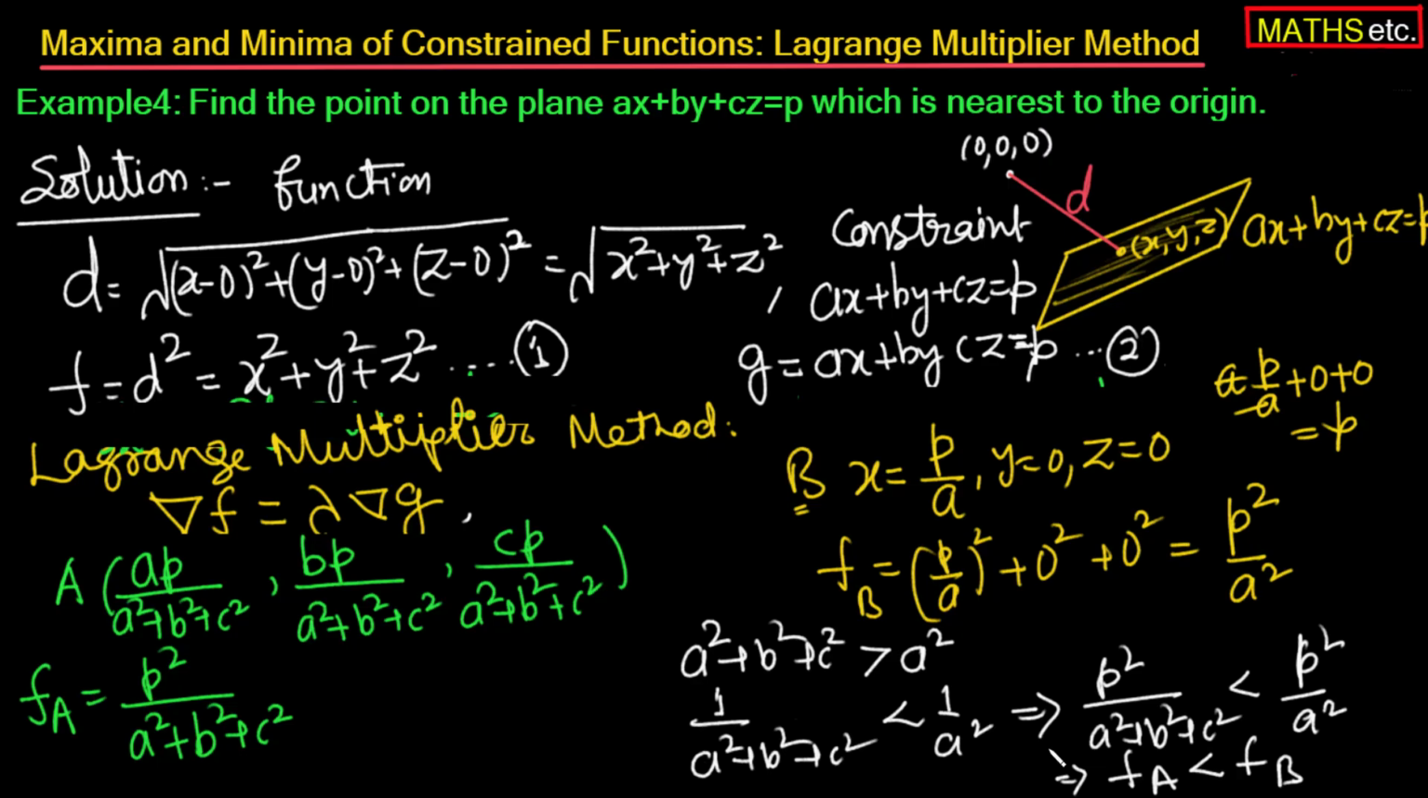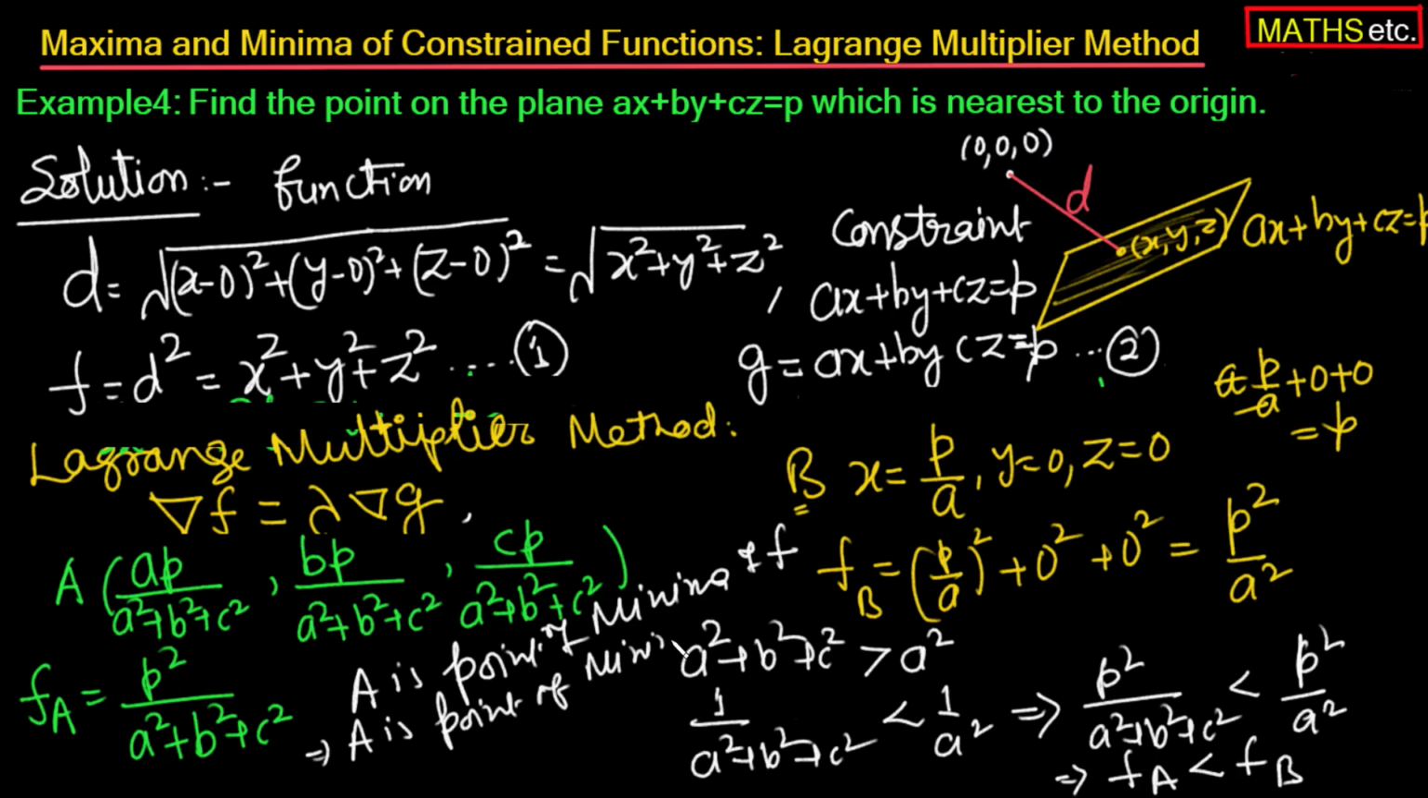Fine. So f at A is less than f at B, which implies A is a point of minima of function f, and this implies A is a point of minima of the d function, and this implies the point A is nearest to the origin. So our answer is the point A with coordinates ap over a squared plus b squared plus c squared, bp over a squared plus b squared plus c squared, cp over a squared plus b squared plus c squared, which is lying on the plane, is nearest to the origin.